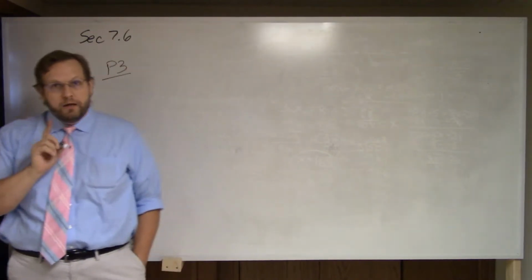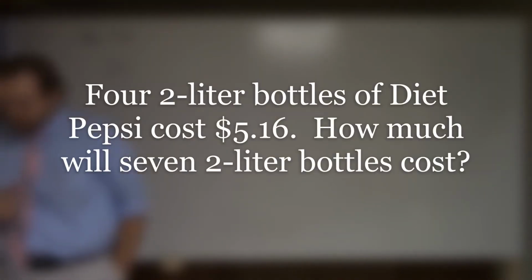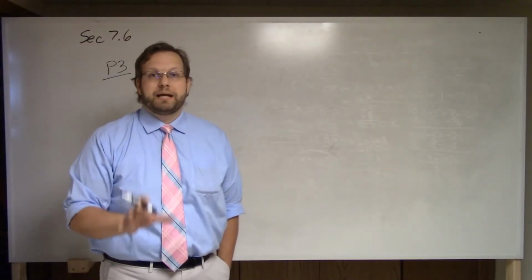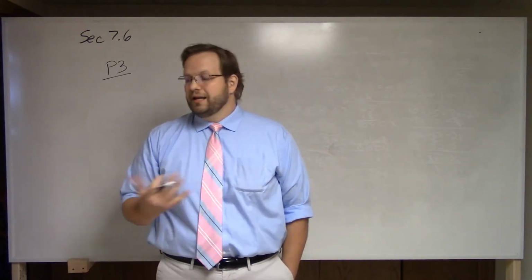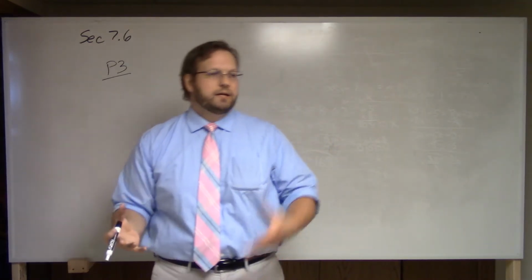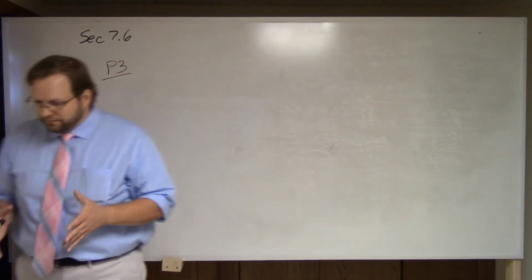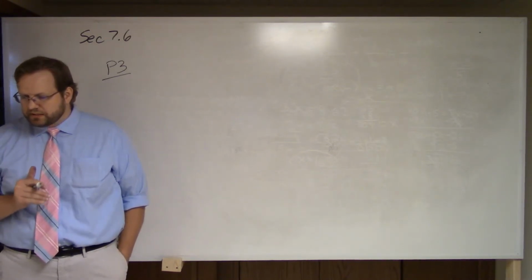That reads, 4 2-liter bottles of Diet Pepsi cost $5.16. How much will 7 2-liter bottles cost? So this is what I like to call a comparison problem. You are comparing two different values. In this case, we're talking about the price and a number of bottles of Pepsi. So let's look at that again. It says 4 2-liter bottles of Diet Pepsi cost $5.16.